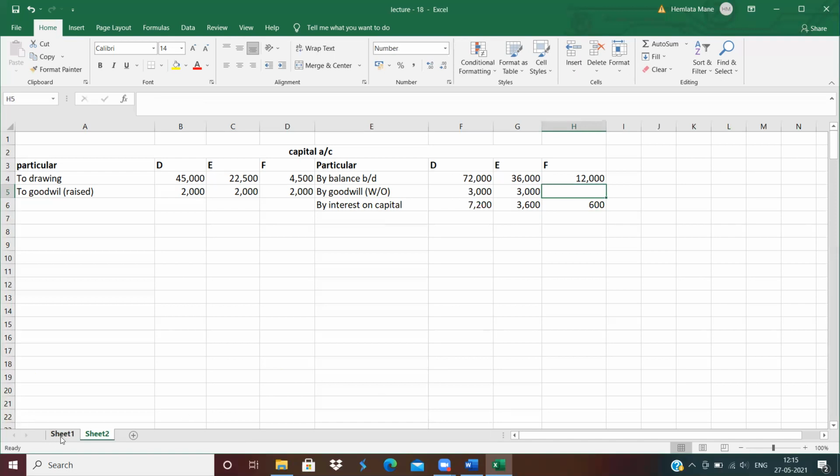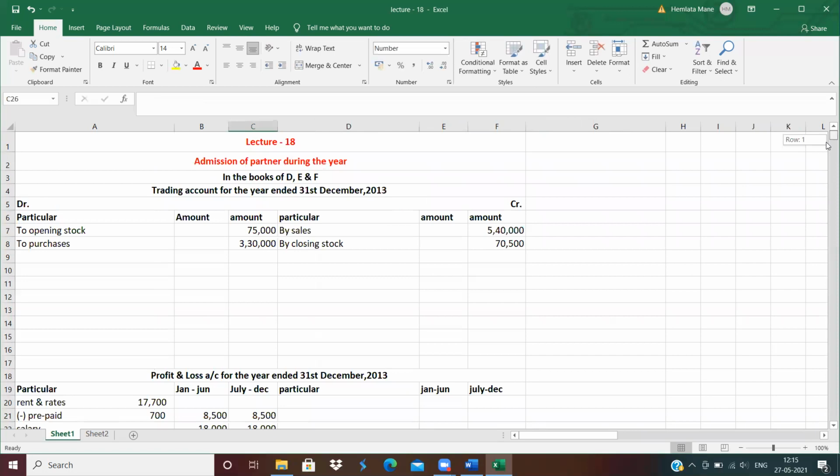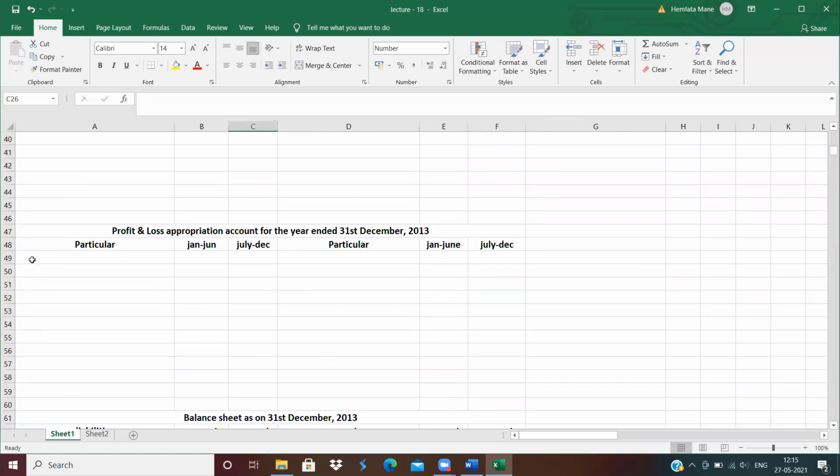Now second effect, which side? Second effect, profit and loss appropriation account. To interest on capital, to interest on capital. Write down the names of the partners: D, E, F.